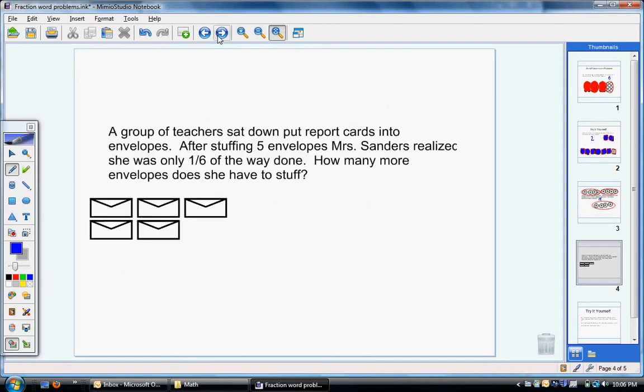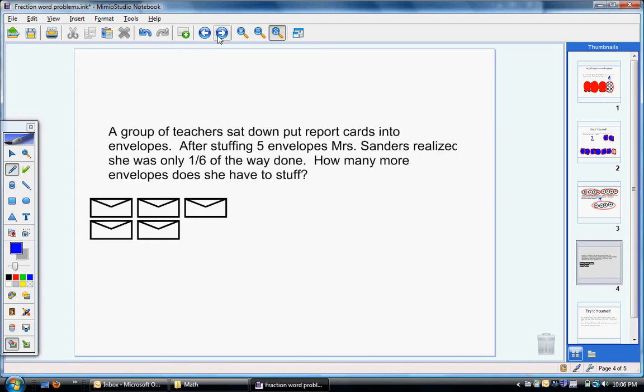Let's try another example together. A group of teachers sat down and put report cards in envelopes. After stuffing 5 envelopes, Mrs. Sanders realized she was only 1/6 of the way done. How many more envelopes does she have to stuff?